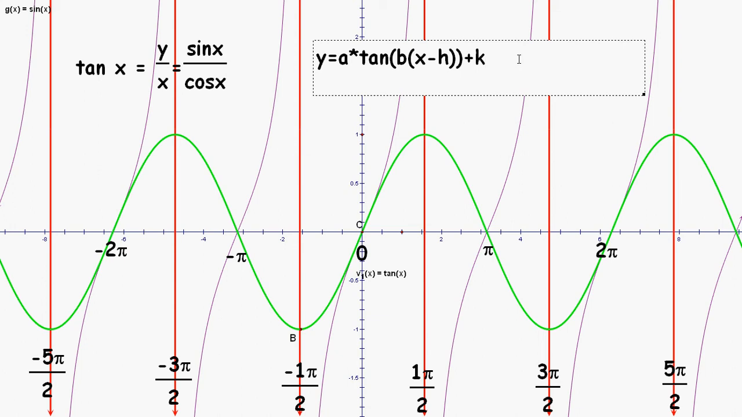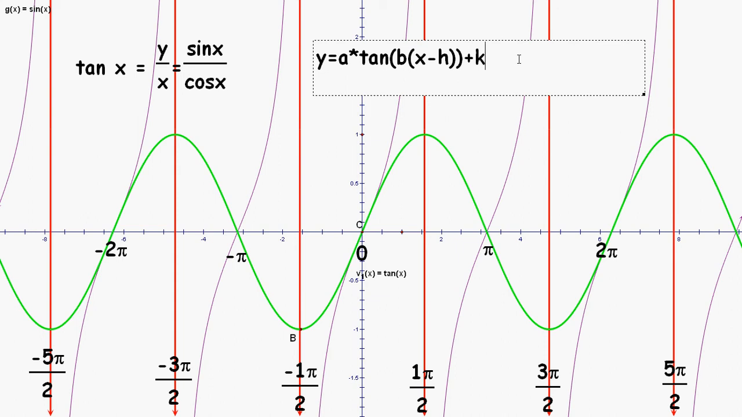H causes a horizontal movement of left to right, same way as it does with a parabolic curve. So if I have x minus 5, that means I am moving that inflection point 5 units to the right. If I had x plus 3, I'd be moving the inflection point 3 units to the left. And k causes a vertical movement up and down. So if I were to have tangent x plus 3, I would be moving the inflection point 3 units up. Or if I had tan x minus 4, I would move the inflection point 4 units down.